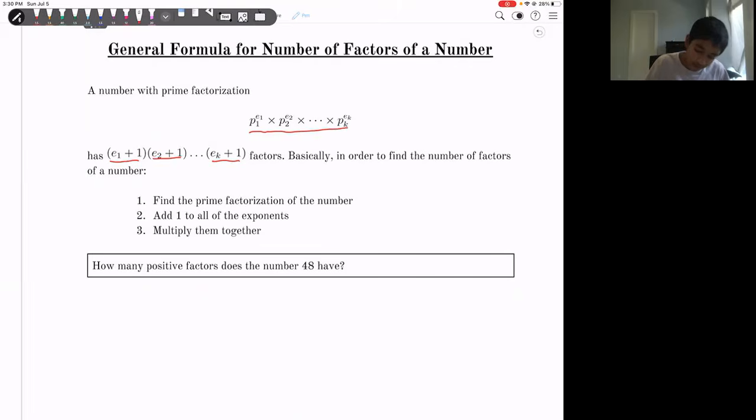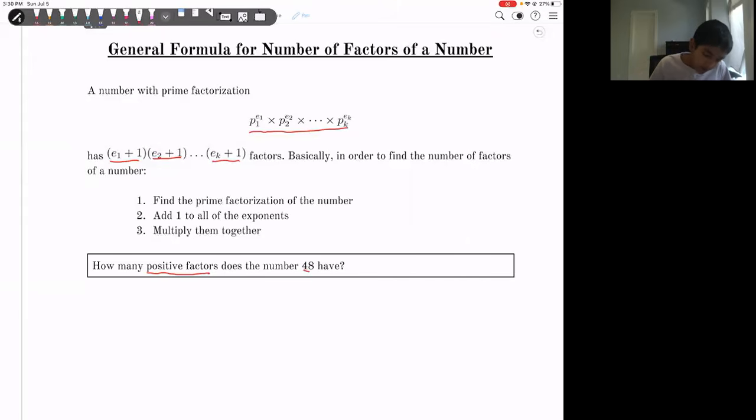So essentially what you have to do to find the number of factors of a number is first find the prime factorization, then all you have to do is add 1 to all the exponents, and then just multiply them. Okay, so let's look at a quick example to demonstrate this. How many positive factors does 48 have?